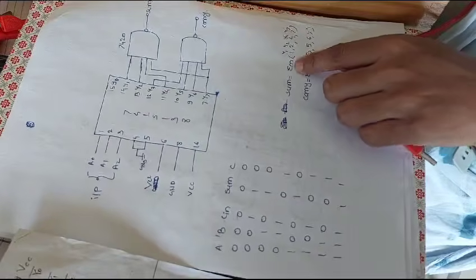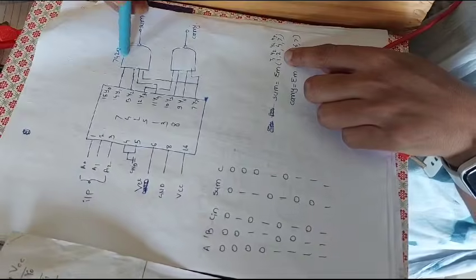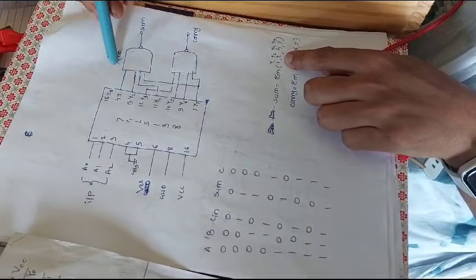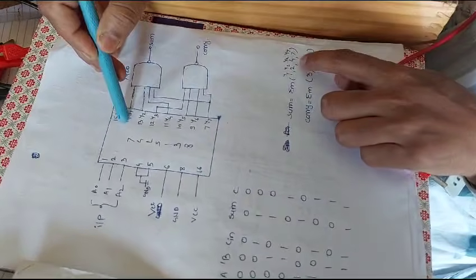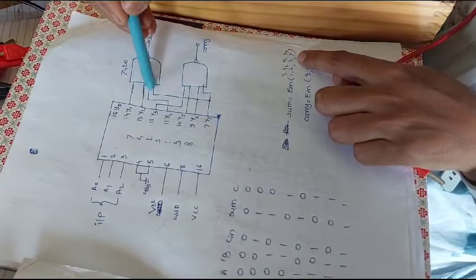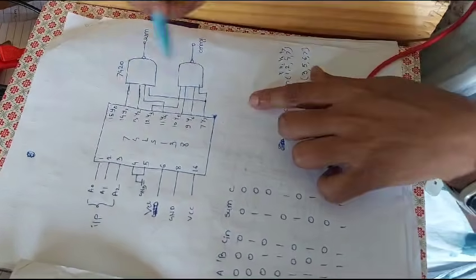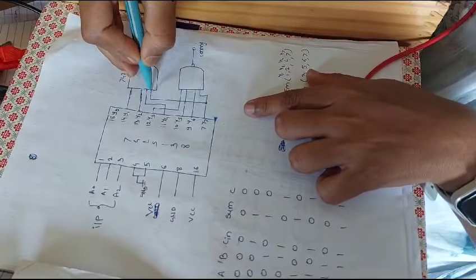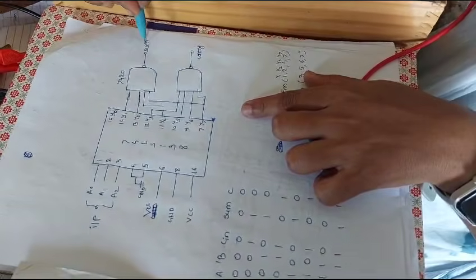Accordingly, we have to connect the main terms for sum equal to 1, that is y1, to the NAND gate, that is we are using the 7420 NAND gate. y1 is available at pin number 14. Second, y2 is available at pin number 13. y4 is available at pin number 11. And y7 is available at pin number 7. And the output of this NAND gate you have to consider as the sum.